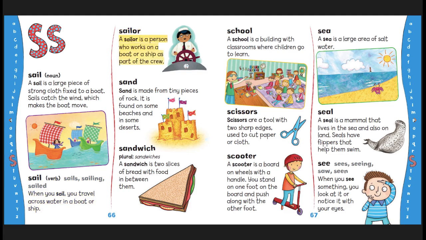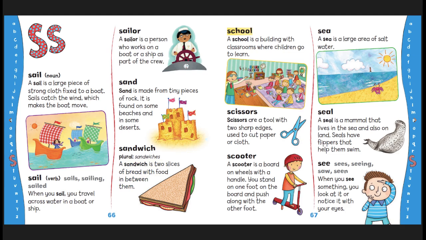Sailor. A sailor is a person who works on a boat or a ship as part of the crew. Sand. Sand is made from tiny pieces of rock. It is found on some beaches and in some deserts. Sandwich. Plural, sandwiches. A sandwich is 2 slices of bread with food in between them.